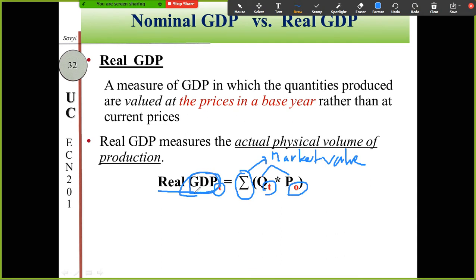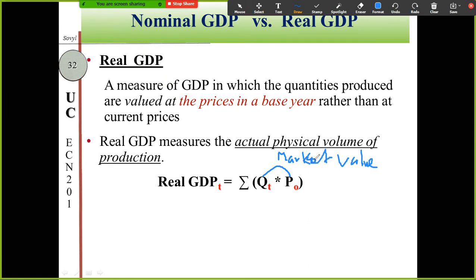Because the way that we use in order to find market value is based on price from the base year, this market value we call real GDP. So when we take quantity multiplied by price, this is market value. So total market value is GDP.